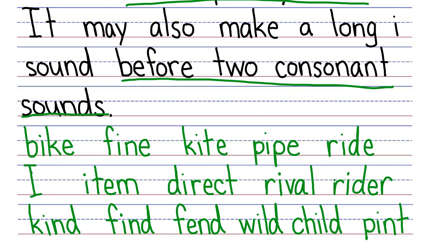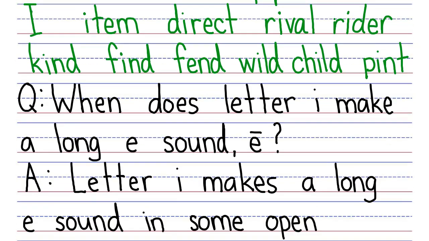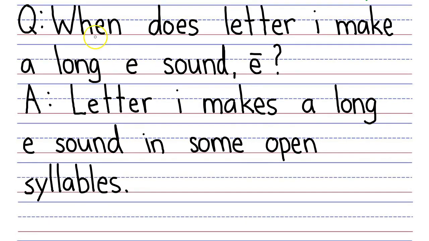So now you know all the types of words where I makes its long I sound, I. Which brings us to our next question. When does letter I make a long E sound, E? And here's the answer. Letter I makes a long E sound, E, in some open syllables.